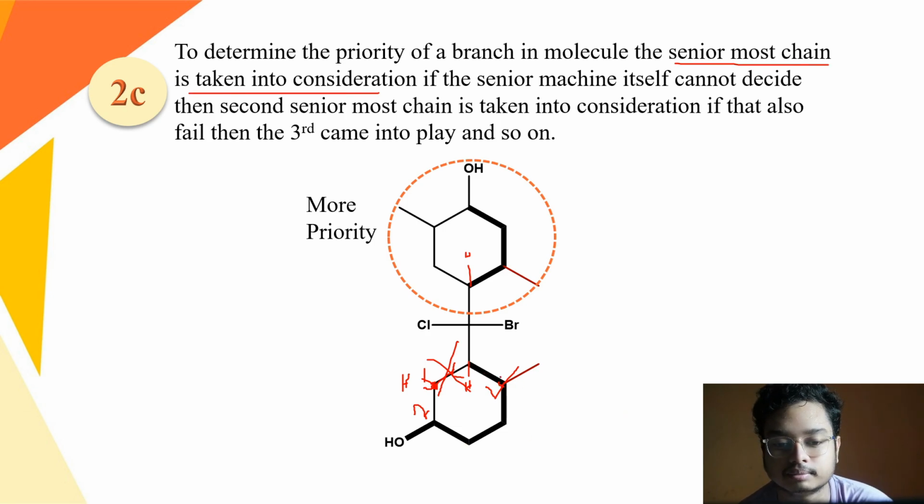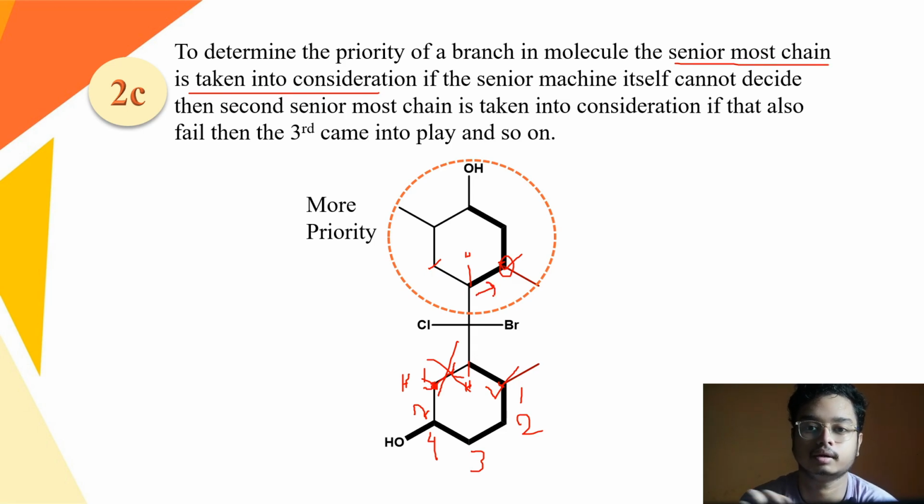Now if we go by the pathway something like this, it will be 1, 2, 3, 4. So if we go via this pathway, in the 4th carbon we get the OH group. Similarly here, between this and this carbon center, this will be the highest priority. So our chain of consideration is this. Here it will be 1, 2, 3. So in the third carbon itself we get the OH group. That means this particular group has more priority.